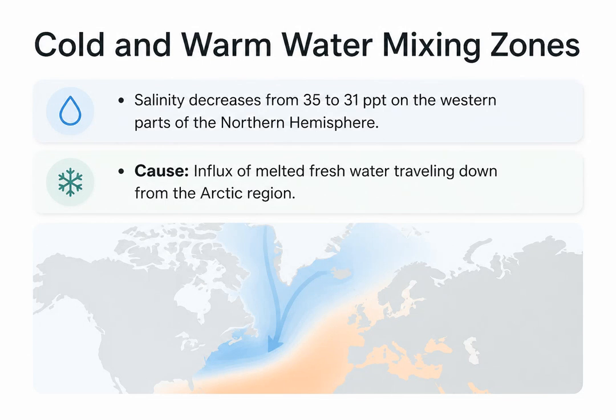Ocean mixing zones also play a role in salinity distribution. On the western parts of the northern hemisphere, we see a distinct decrease in salinity, dropping from 35 down to 31. This specific drop is caused by the influx of melted fresh water flowing southward from the Arctic region. As this cold, fresh polar water meets and mixes with the warmer, saltier waters of the lower latitudes, it dilutes the overall salt concentration in these specific western boundary zones.